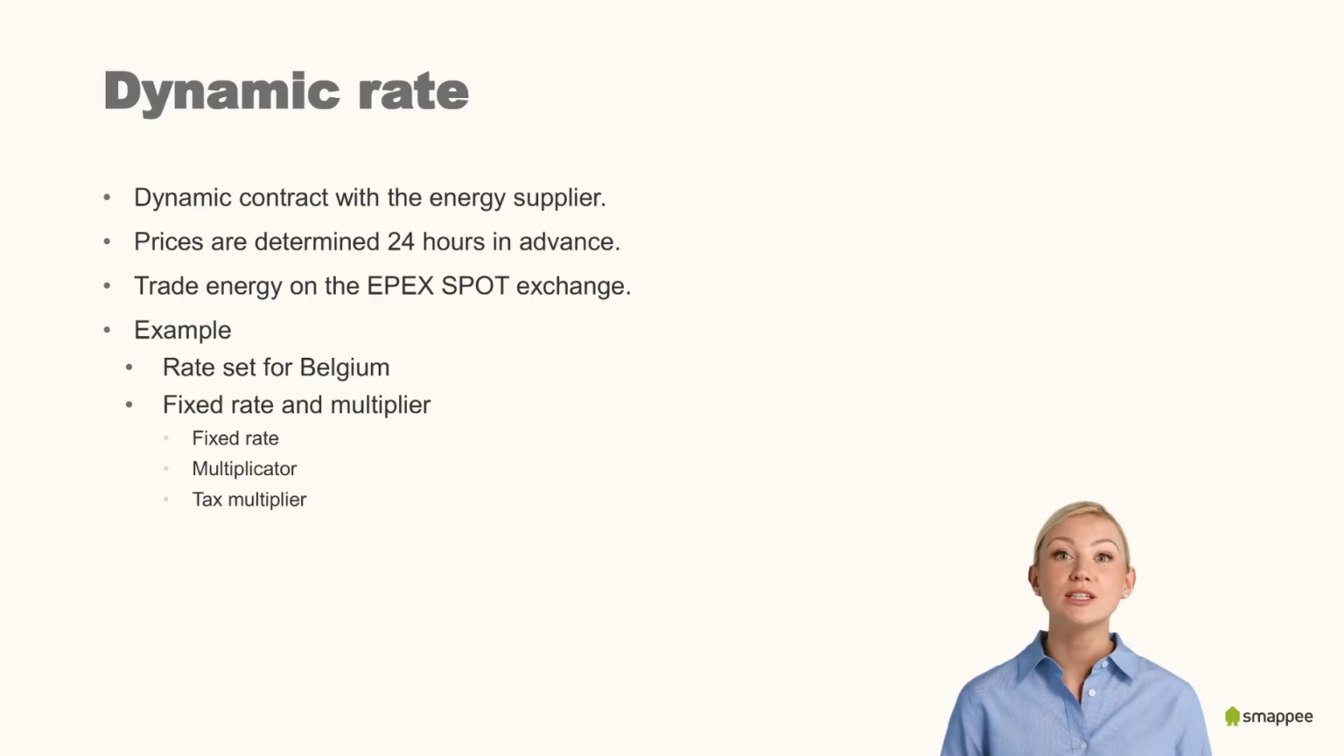Just to briefly reiterate what a dynamic contract entails. With this type of contract, your rate is not fixed for a certain period. Every day, the energy producers and energy suppliers determine the rates. A different rate can be enforced every hour of the day based on supply and demand. By trading energy on the EPEX SPOT exchange, the rates are determined 24 hours in advance. In addition to the gross price of the exchange, the energy suppliers may charge various additional costs. These are parameters such as a fixed rate, a multiplier, and a tax multiplier. This is information that you can find on your contract.